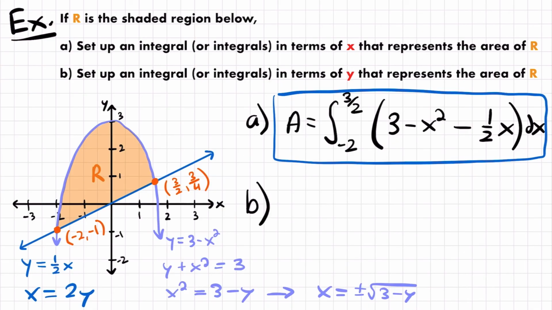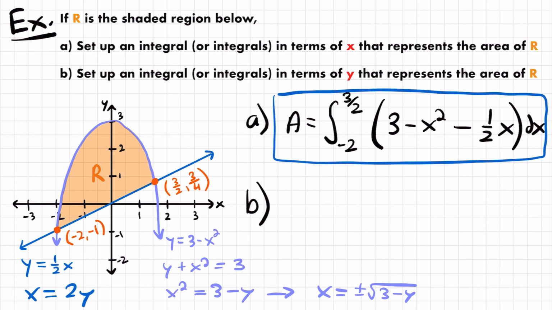Now, this is going to be a little bit more tricky than it was in terms of x, and that is because when we are looking at our region and we are determining which function is on the top or which function is on the bottom, we're not going to be looking from the top down like we were in terms of x. Instead, we're going to be looking from the right side of the region to the left side. Okay, so notice that our region is contained between the y values of y equals -1 and y equals 3.